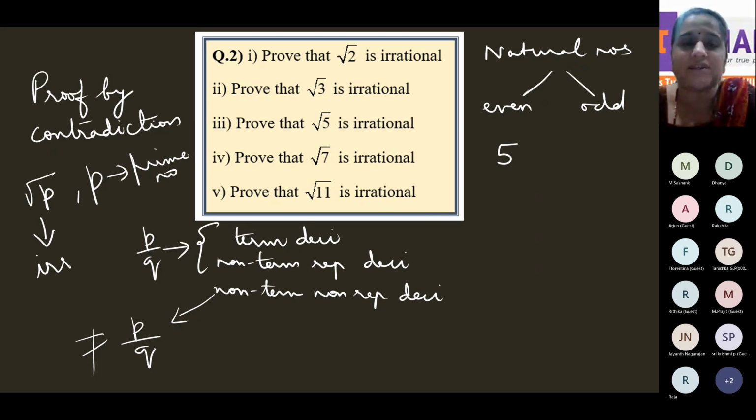When we say p by q, it's a division, right? p divided by q, so p is the dividend and q is the divisor. When we say 15 divided by 3, 15 is the dividend and 3 is the divisor. In the same way, in the p by q form, the numerator is the dividend and the denominator is the divisor.